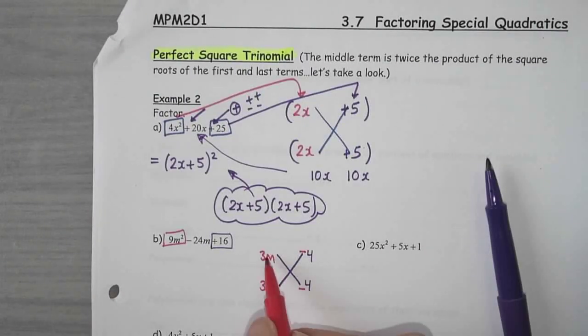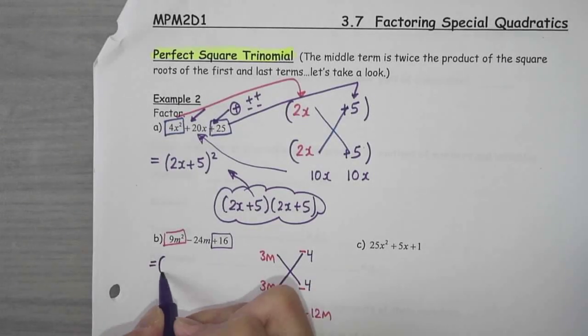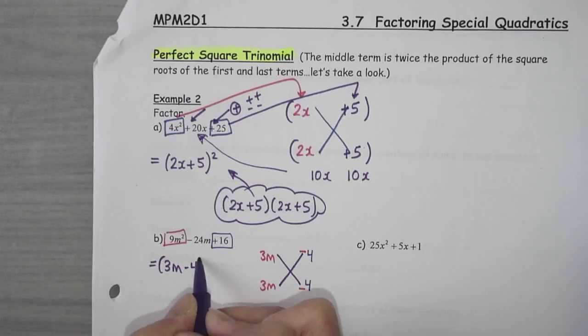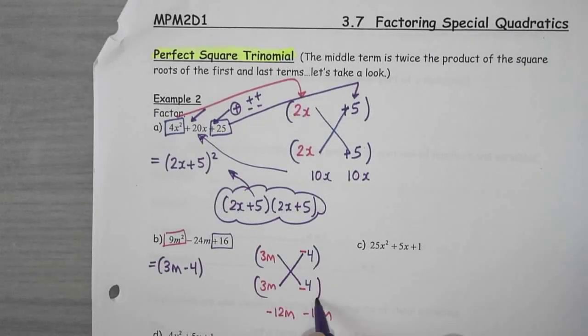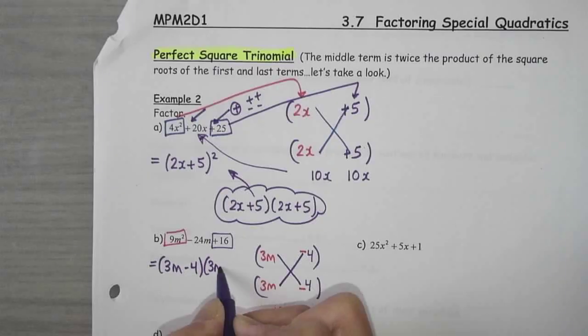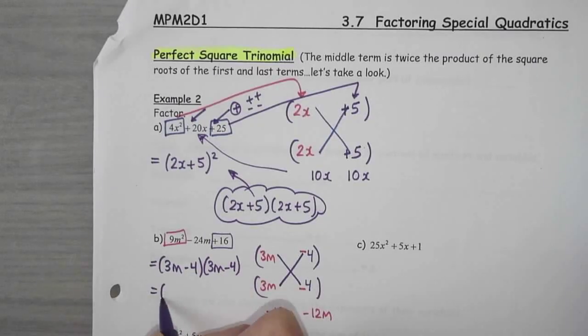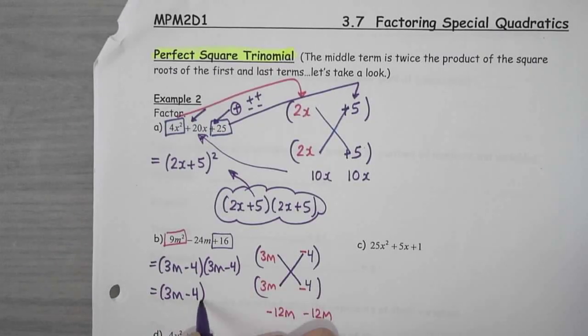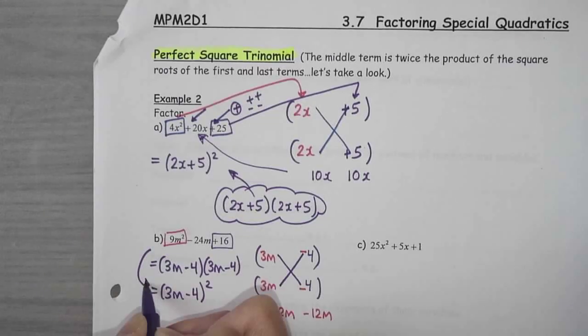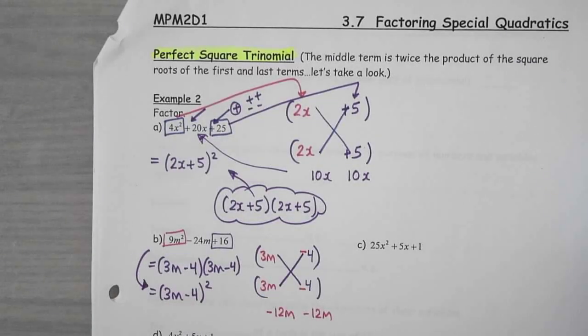And when you double check this, you go negative, crisscross, so 3 times negative 4 is negative 12. 3 times negative 4 is negative 12. It's two of the same, which adds to the 24. So then we know that it's 3m minus 4, two of the same, so you can do this, but I don't want you to leave it like that. I want you to write it like this. And you can skip that middle step here and just go straight to that if you see they're the same.